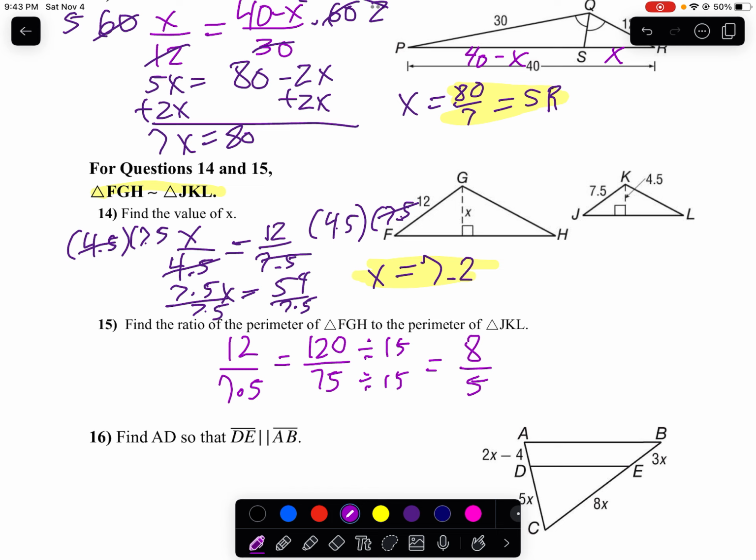So our similarity ratio for the perimeters is the same as the scale factor. So it is 8 to 5. Please notice we had to go in the order of FGH to JKL. That's probably the one thing that people get a little confused on.